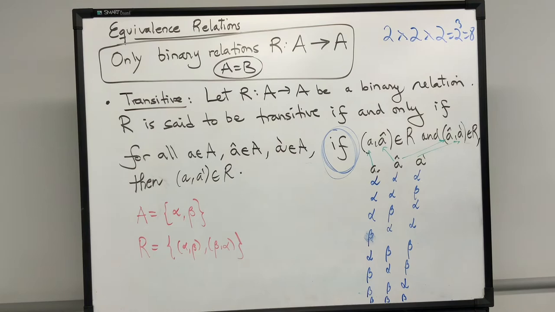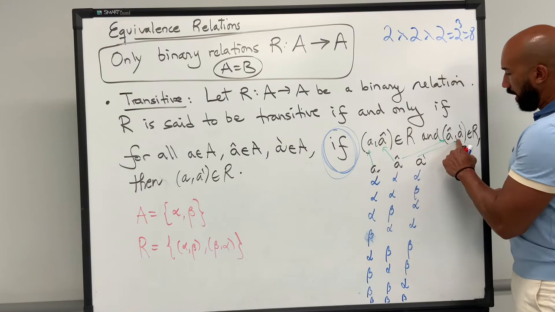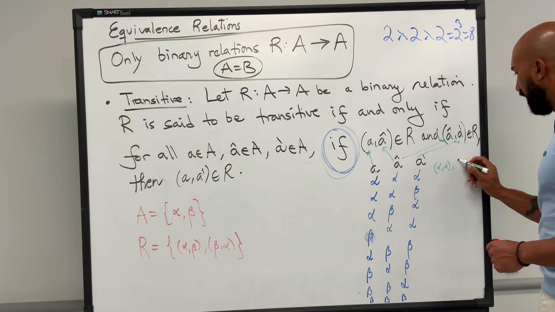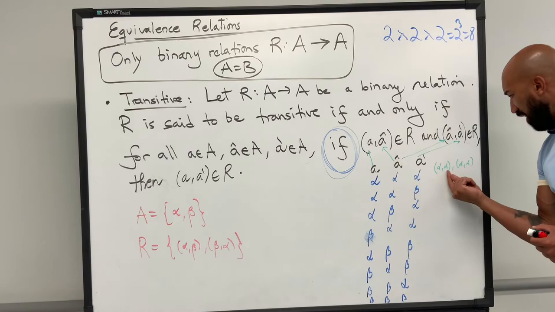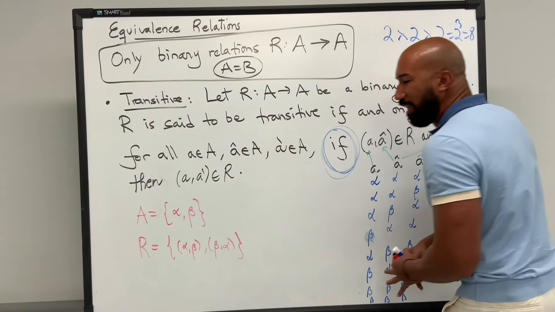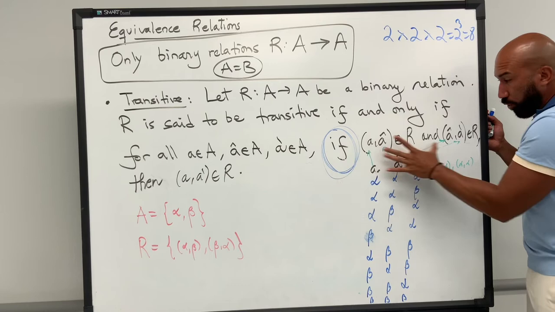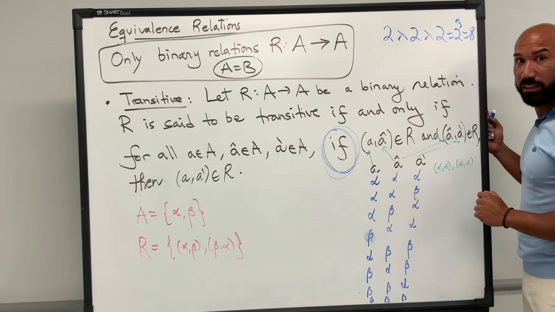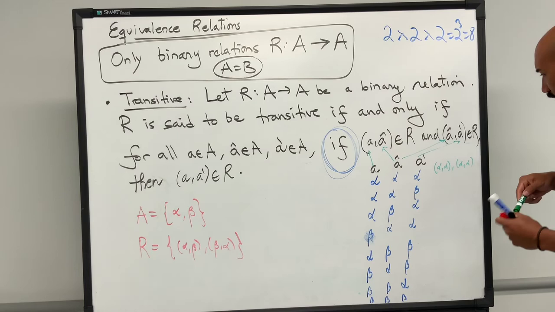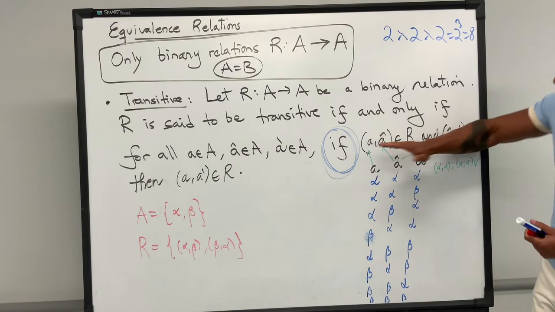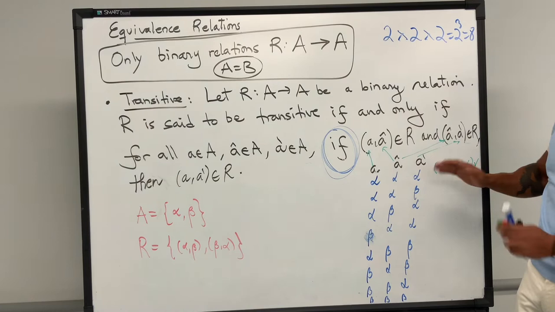So with this configuration of elements, which are the pairs that I'm getting? Alpha, alpha, and alpha, alpha. If alpha, alpha is in the relation, and alpha, alpha is in the relation, in that case, I need alpha, alpha. But alpha, alpha is not in the relation, so no problem. This doesn't mean that the relation is not transitive. This means that the condition that we are putting here is not satisfied. If the condition is not satisfied, we don't need to check that. What we want is that every time this is satisfied, this is satisfied. But if this is not satisfied, like in this case, no problem. Is that okay?